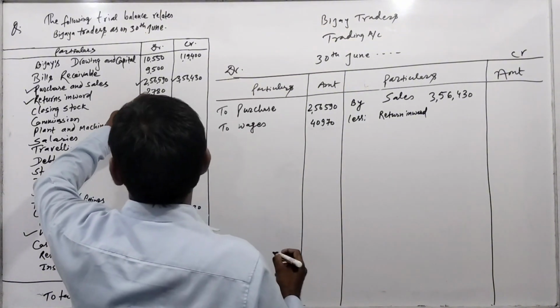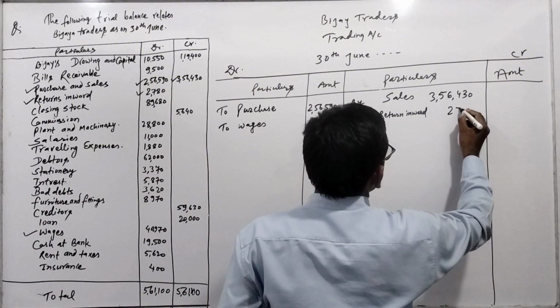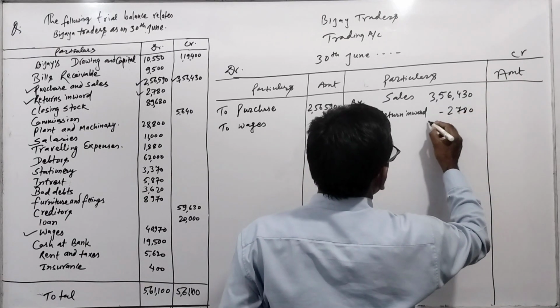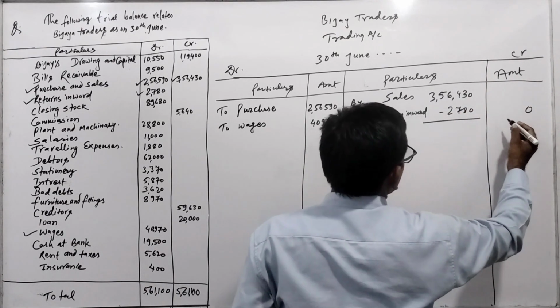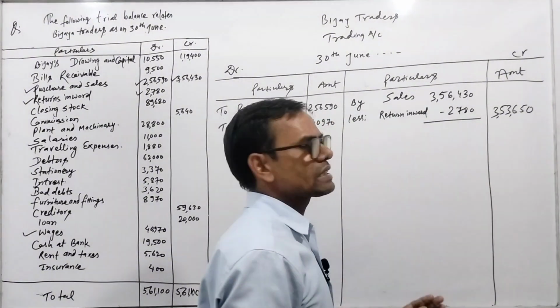So what is sales return? 2,780. And you subtract now. What becomes it? 3,53,650.